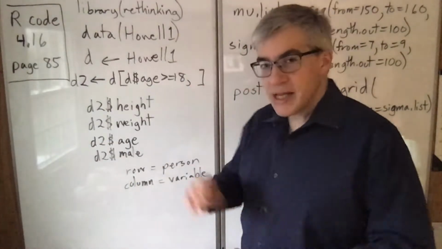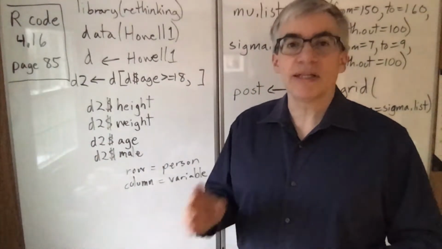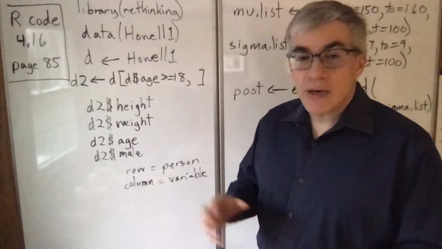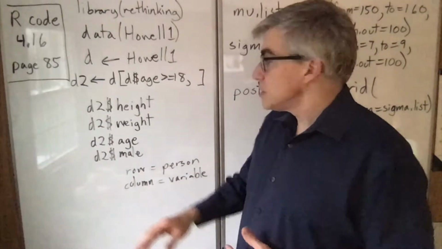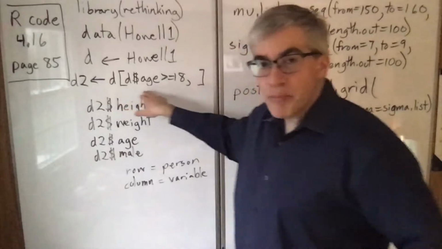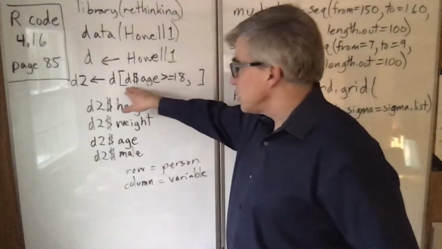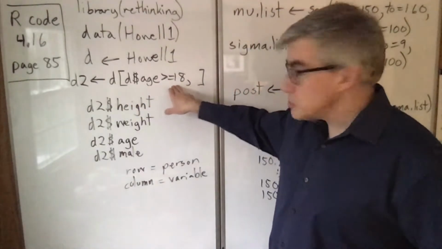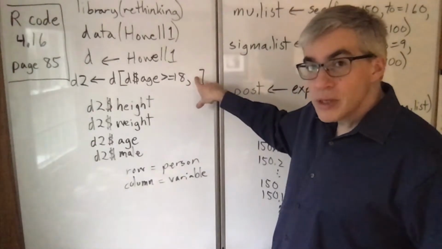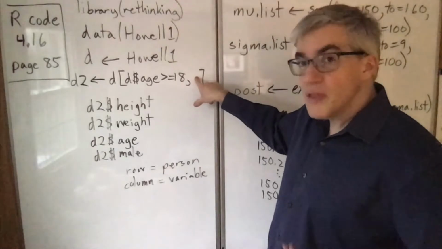He doesn't want to take the entire data set. He wants to only take the adults and talk about how tall they are. So how do we select just the adults? That's what this line does. d2 is getting assigned a part of the data frame that satisfies this condition on the rows and this condition on the columns. Since there's nothing here after the comma, that means we're taking all of the columns.